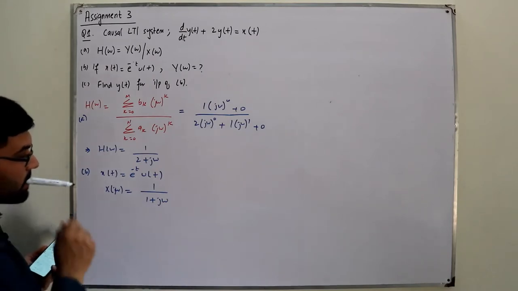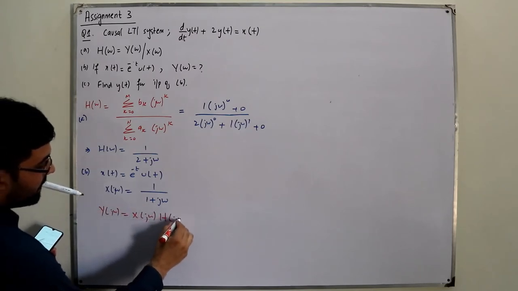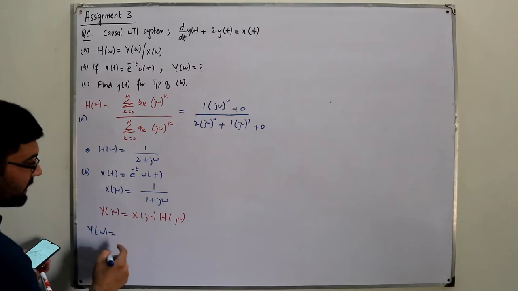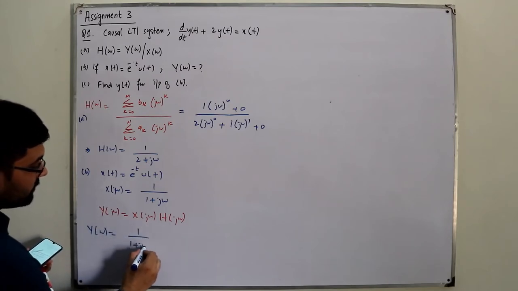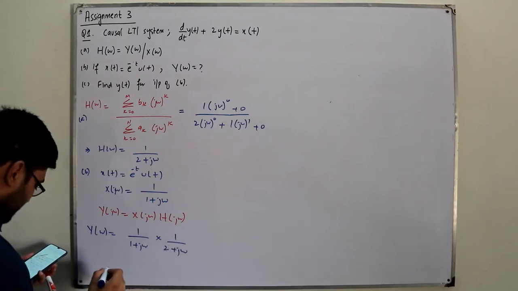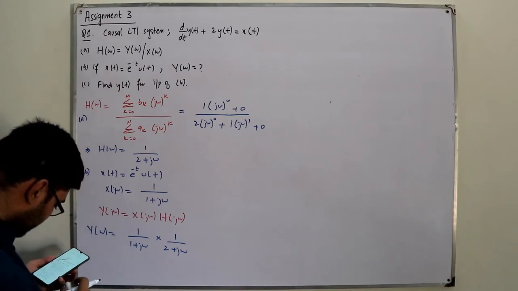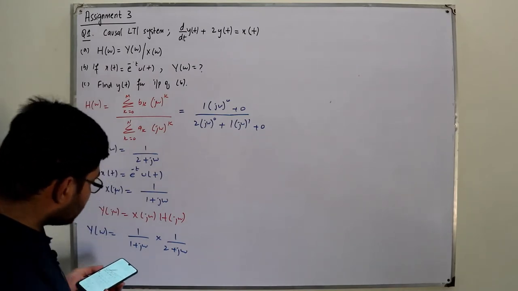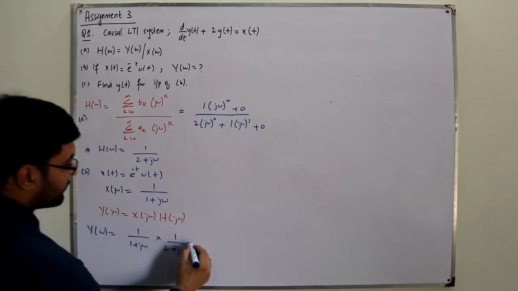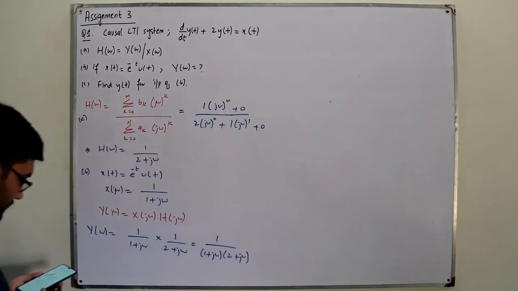And now we know very well that y of j omega is equal to x of j omega into h of j omega. So you put the values. Let's say I only write omega. Y of omega would be 1 upon 1 plus j omega into 1 upon 2 plus j omega. Yes, it is, 1 plus j omega and 2 plus j omega. So you have got your corresponding y of j omega, which is 1 upon (1 plus j omega) into (2 plus j omega). Fine.